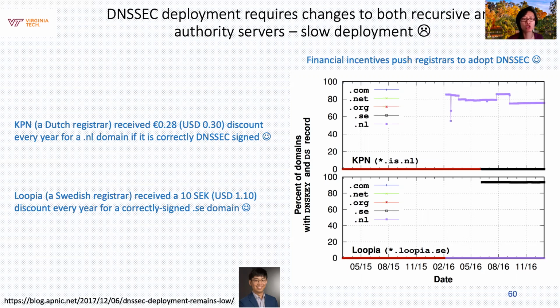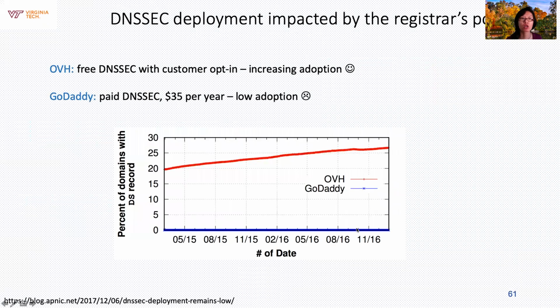It turns out that there are some financial incentives from the government. For example, KPN receives like a 30 US cents discount if they can correctly install the DNSSEC record for a .nl domain. And this is from the government. The government wants everyone to use DNSSEC. And so Loopia receives a lot more, $1.10, for any correctly signed Sweden domain. So you see even higher adoption, it looks like 92%. So financial incentive does work.